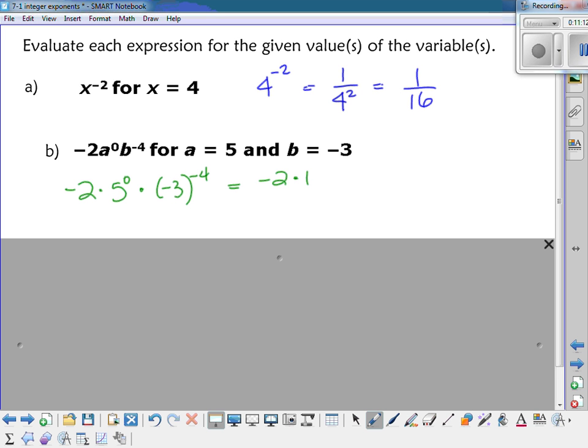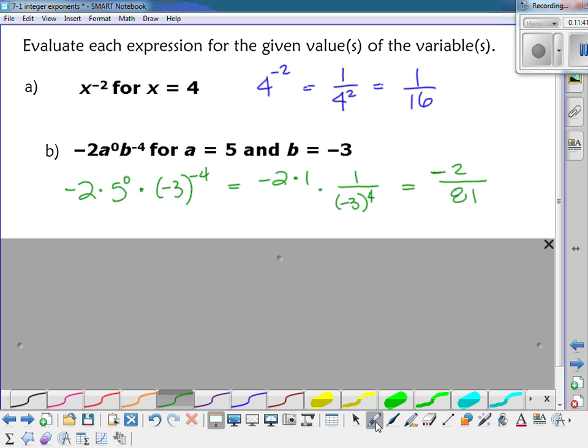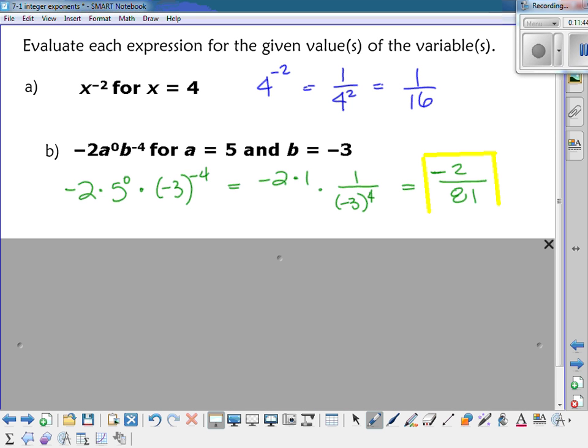But what do I have to do to the negative 3 to the negative 4 power? I have to flip it over and make it a positive 4. So 1 over negative 3 to the positive 4th power. So on top, I've got negative 2 times 1 times 1, that's negative 2. And what's negative 3 raised to the 4th power? We just did it not too long ago. Came out to a positive 81, yeah. So that would equal negative 2 over positive 81.